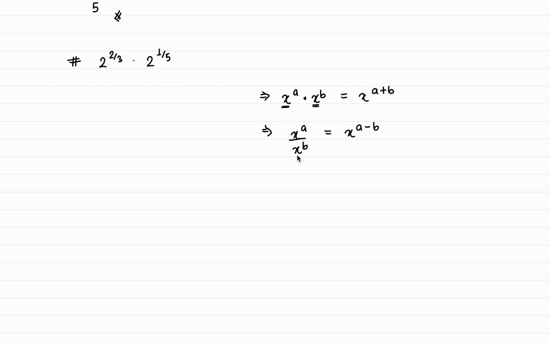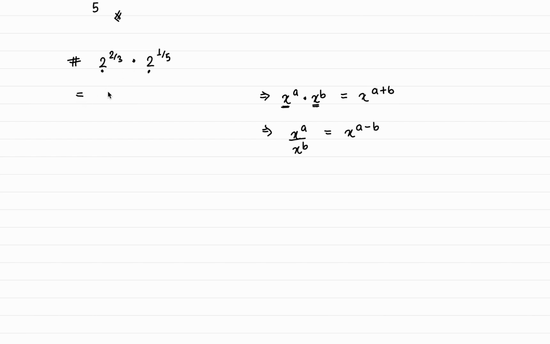If the base is not the same, then we cannot do it. The base needs to be the same to add and subtract the powers. In our particular question, the base is the same. We have 2 over here and 2 over here as well. So since it's in the product form, we can add the powers.